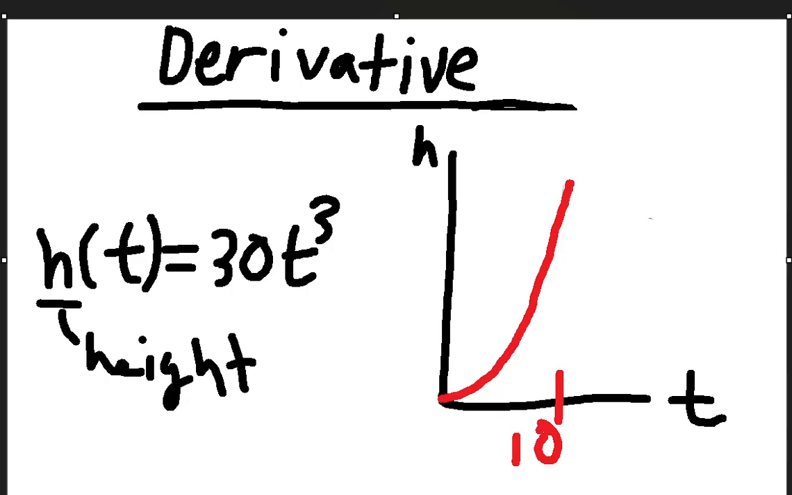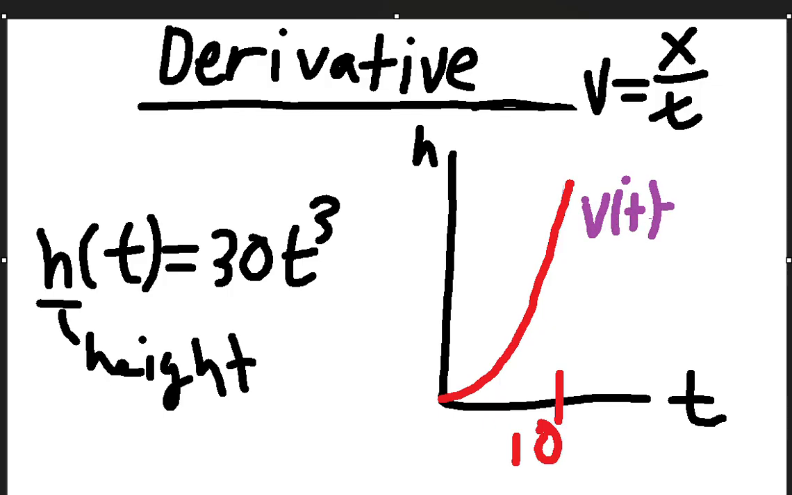Well, if you've ever studied a little bit of physics before, in like high school, you might know that velocity is equal to x over t, where t is time and x is distance. In this case, we will use a different way of doing this, where v of t is equal to dh over dt, because we're using h instead of x.